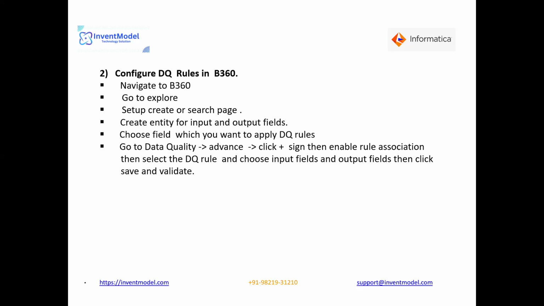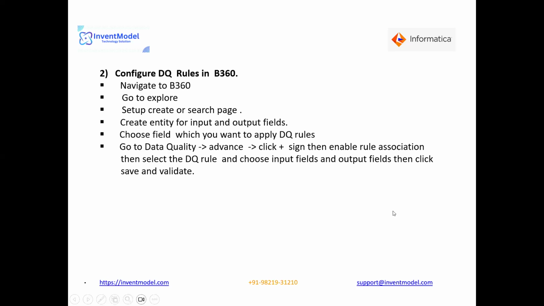So how to configure this? First, we need to log into Business 360 and navigate to the Explore page, and from there we can set up the create, search or edit page. Then we need to create the entity for input and output fields. We create the pages there, and then choose the field to which we want to apply the DQ. So now we apply those specific DQ rules to a particular field.